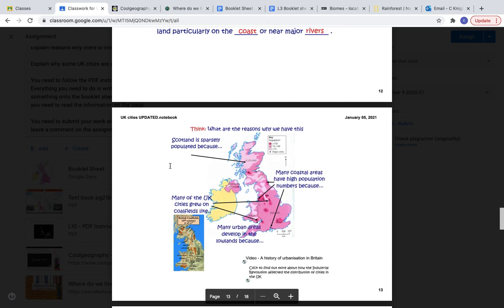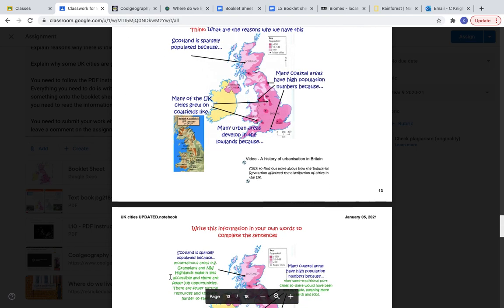So our next activity is looking at the reasons why the UK population is distributed how it is. So we have a few sentence starters on the slide for you to have a think about. You can also have a little look at the video here, which you can click on, or you can find out more about how the Industrial Revolution affected the distribution of cities by clicking on this link. And there is also a textbook page, which I pointed out earlier, as an attachment on the Google Classroom's post, which you can have a look at as well.